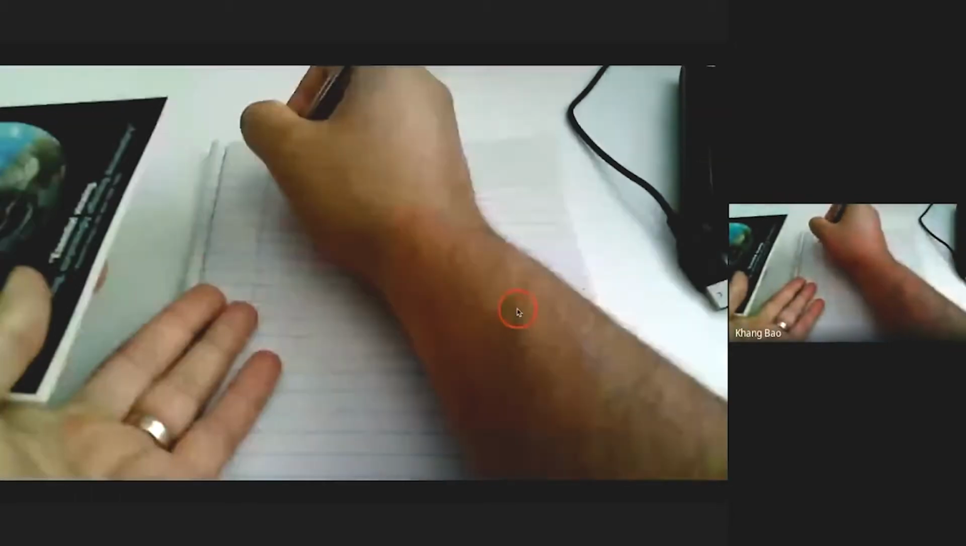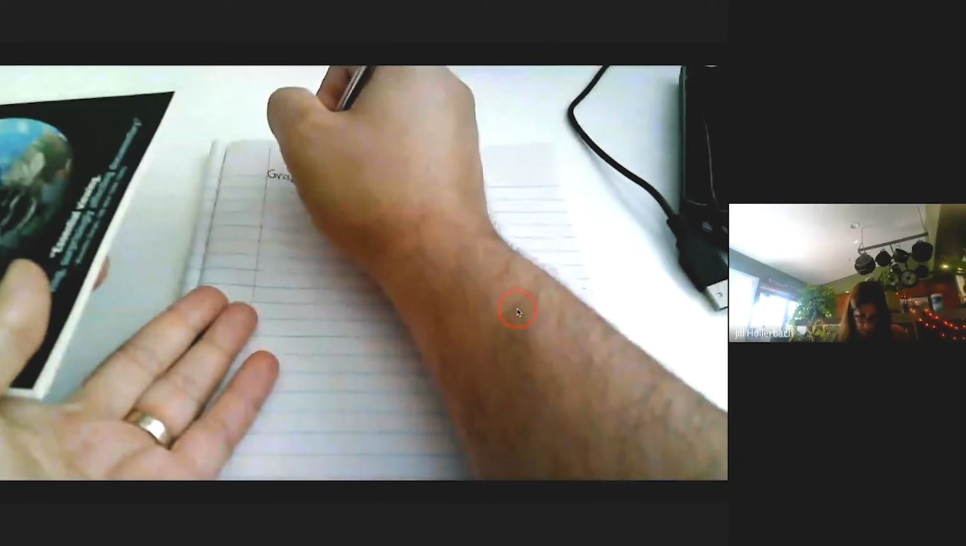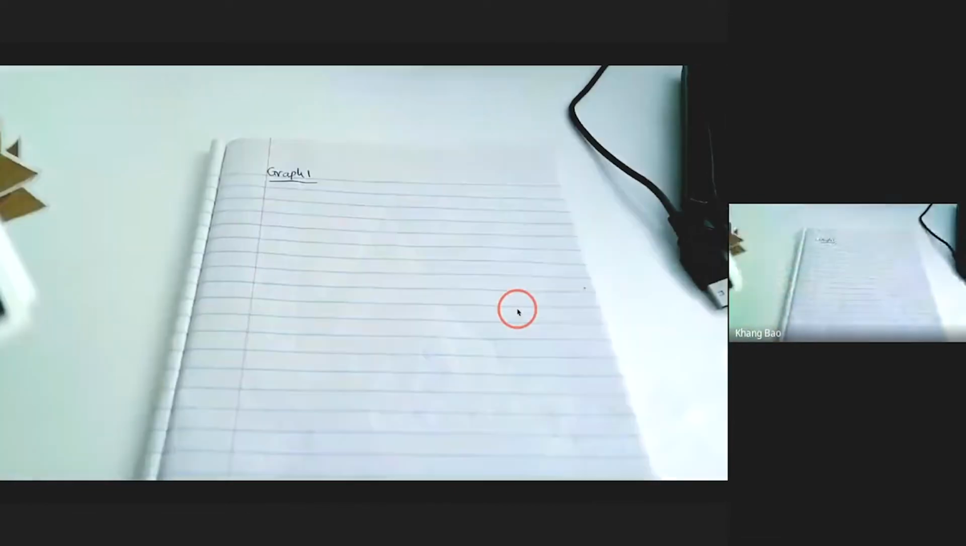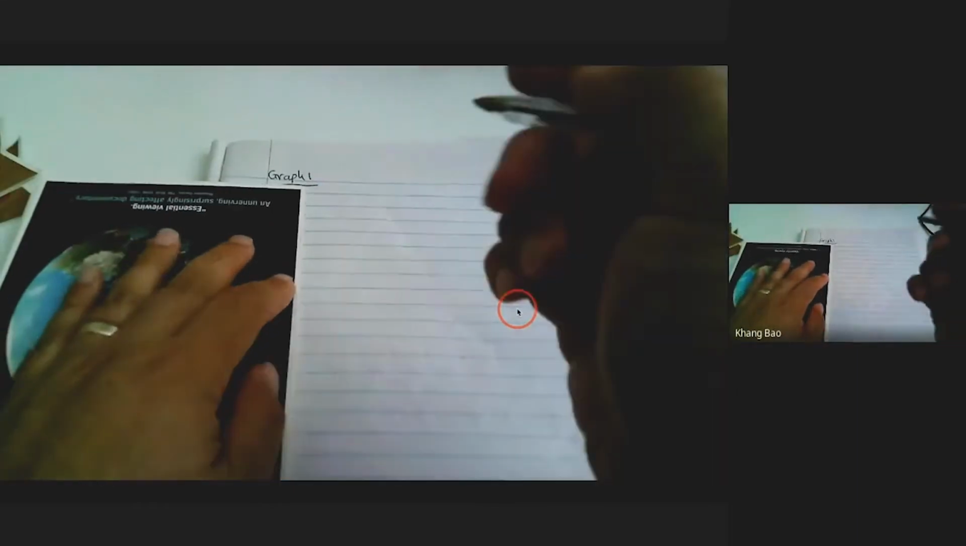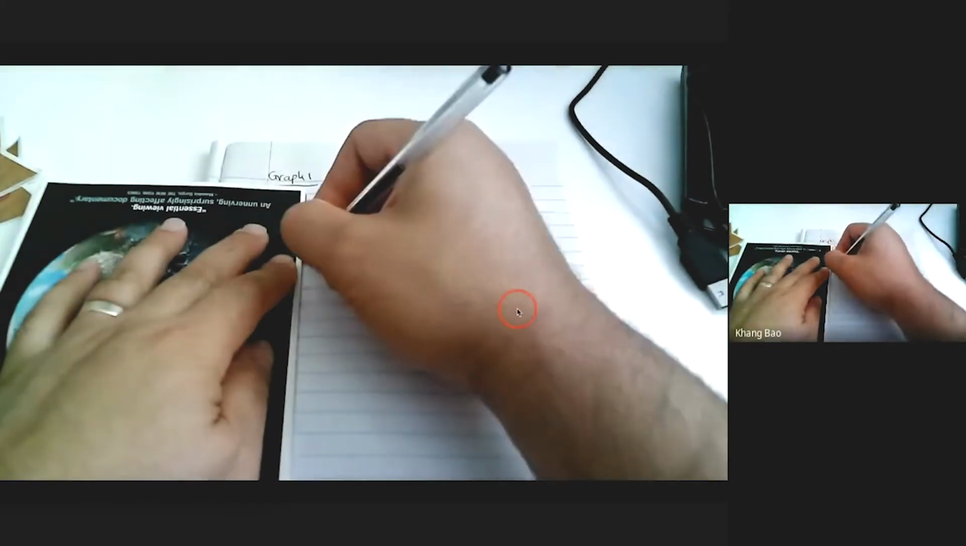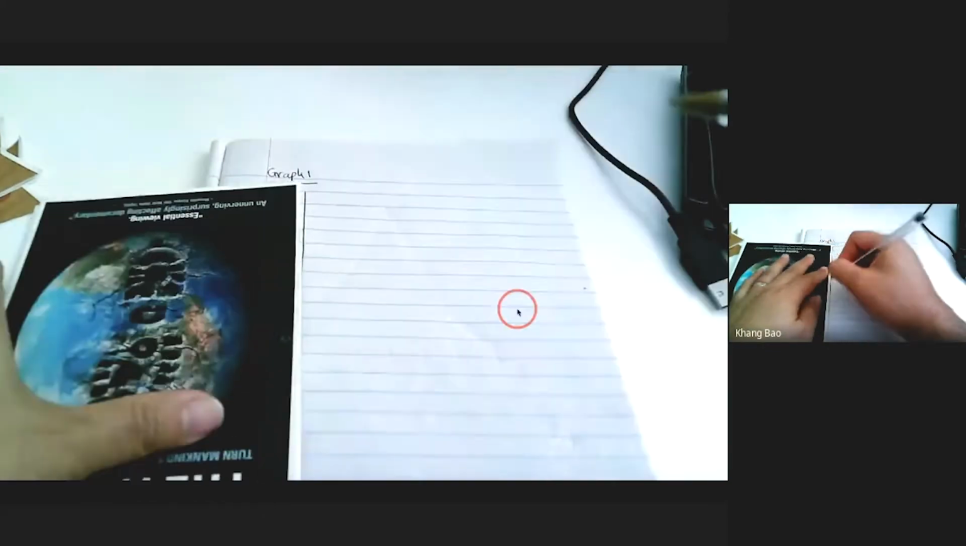Okay. So the first thing is we're going to label graph one. I'm going to go over this with you guys together, but if you already know how to do this, feel free to move forward. You don't have to wait for us. I'm going to use half a page for my first graph.